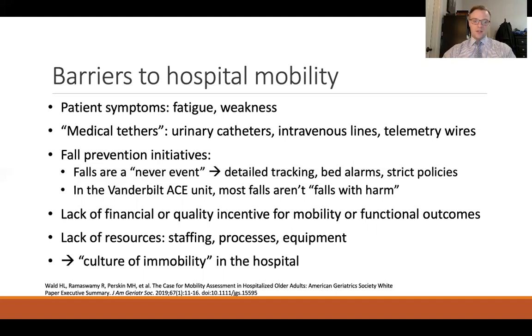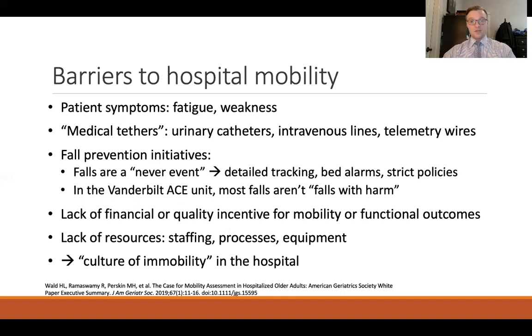However, in the Vanderbilt Advanced Care for the Elderly unit, most falls that do occur are not classified as falls with harm. This begs the question, how do we balance the potential harms from fall events with the potential harms from patient immobility? Other barriers include a lack of financial or quality incentive for mobility or functional outcomes.